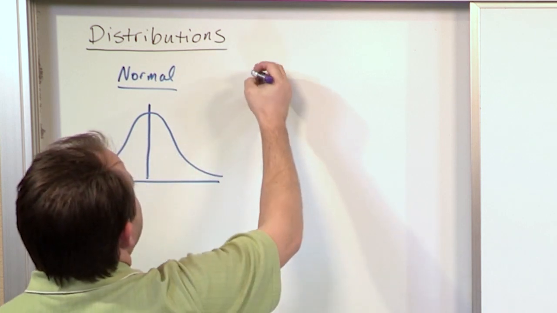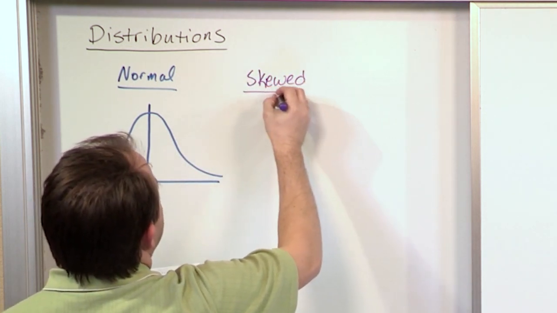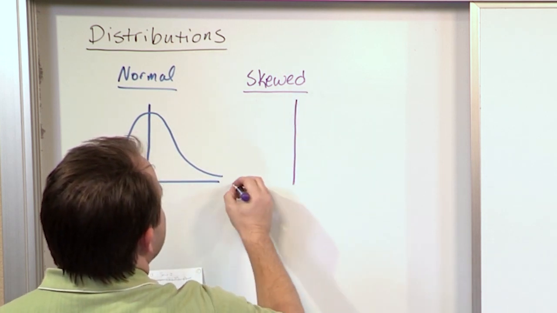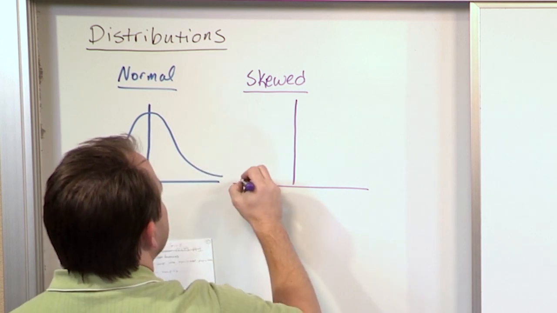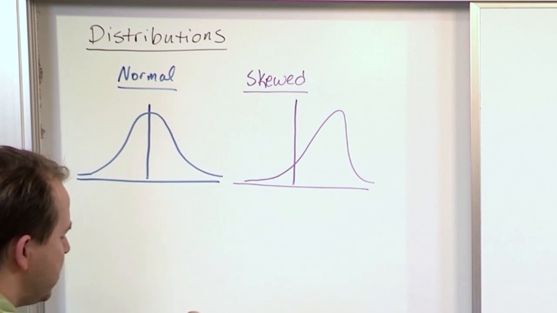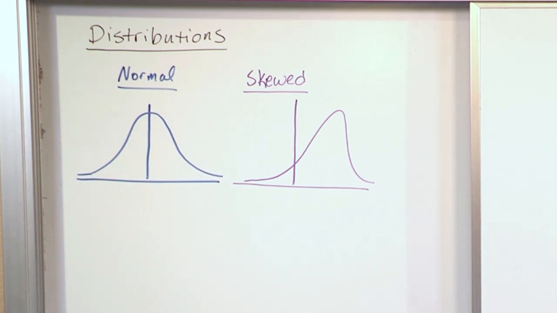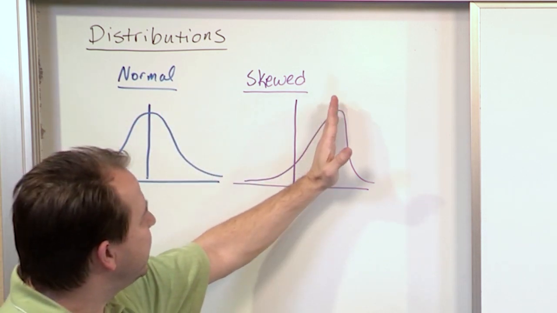Some we really haven't studied much. Here's one called skewed. This is a skewed distribution. And you can probably guess what that is. Basically, it's a distribution that's not symmetrical like this. So for instance, we could have something like this. Notice that these guys look sort of the same. They both have a peak here, but this one is very symmetrical, but this one is not.